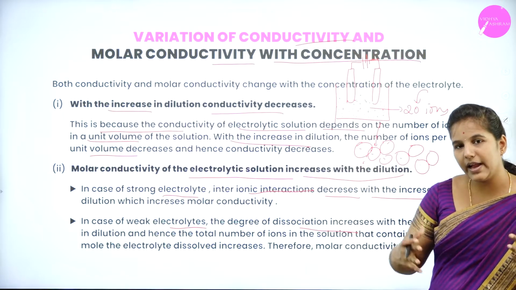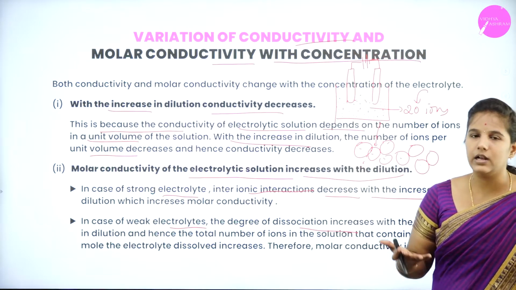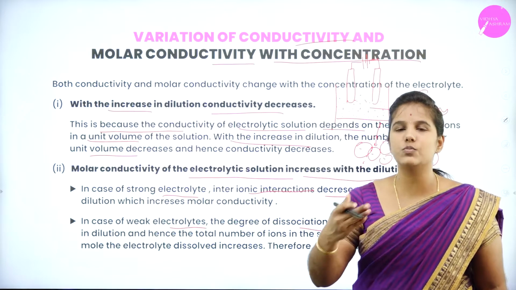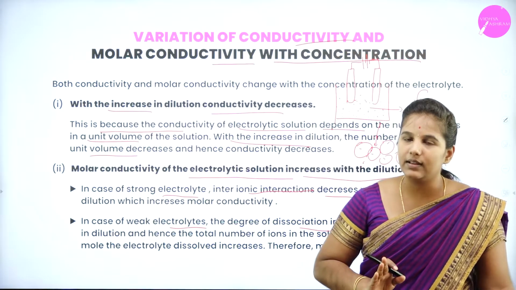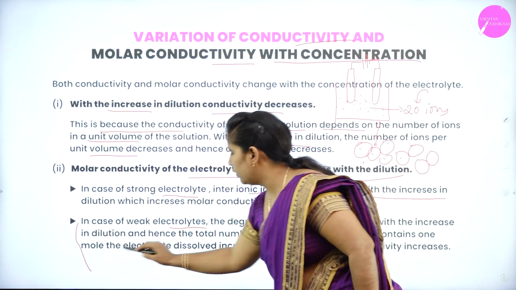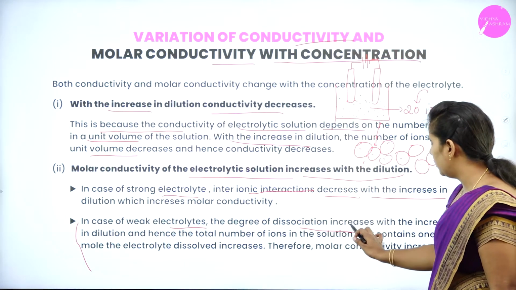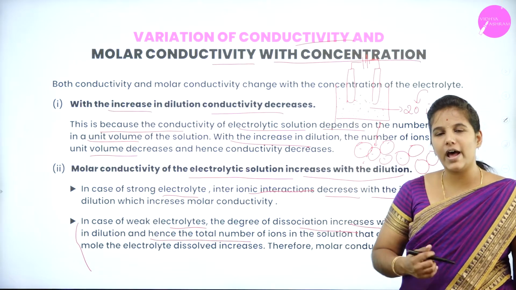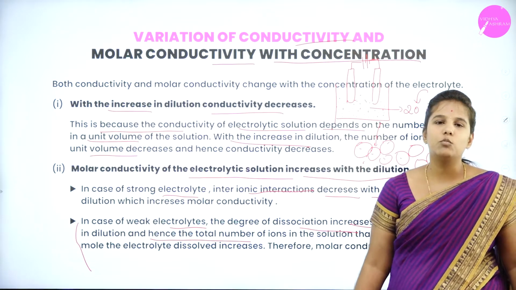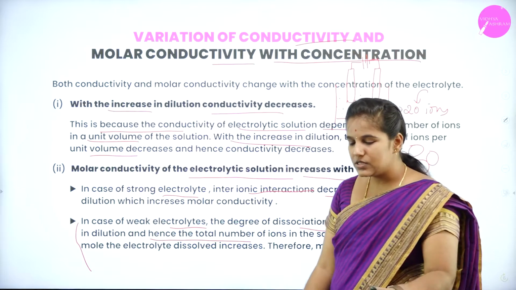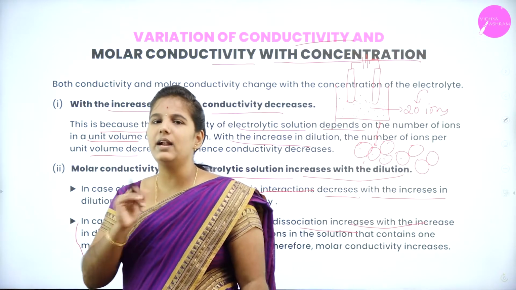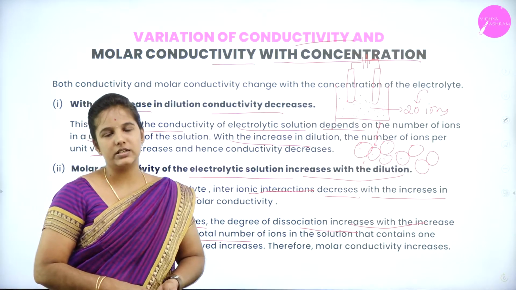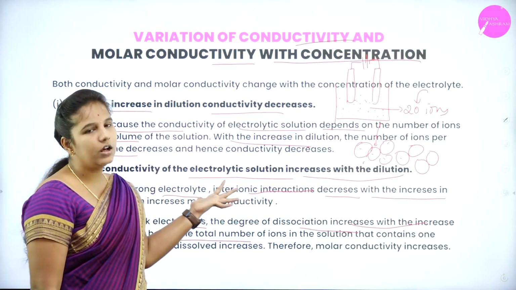If the ions get dissociated more and more, what will happen? Obviously, the ions will be responsible for conducting electricity, or for increasing the conductivity. So in the weak electrolyte also, due to the degree of dissociation, dilution increases the total number of ions in the solution. Obviously, the molar conductivity will increase. So this is how the conductivity and the molar conductivity vary with the concentration.